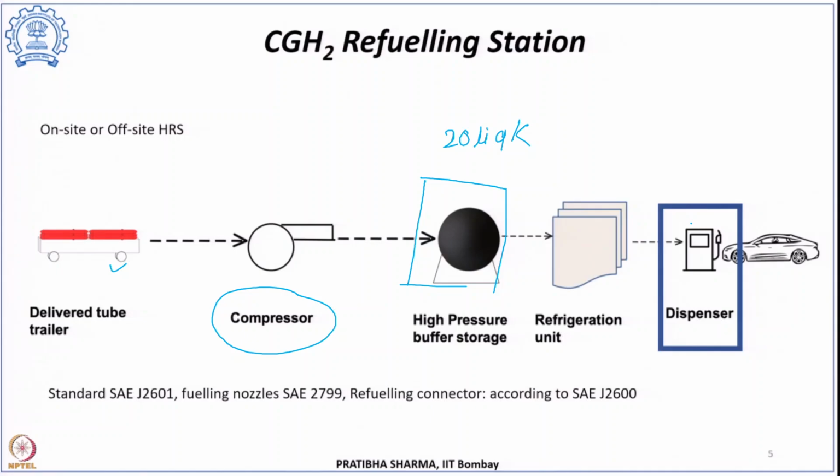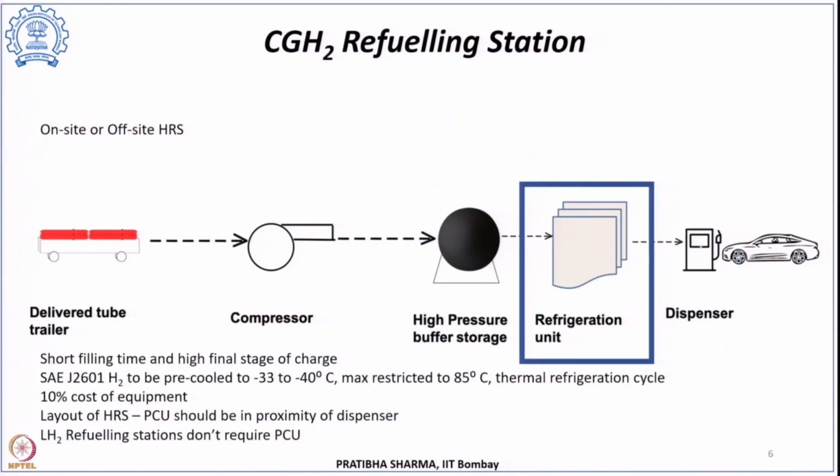So just before the filling of hydrogen into your car, the refrigeration unit should be there. It is very essential. It will cool down the hydrogen gas temperature just before filling in refueling stations. So this path is followed for hydrogen gas refueling stations. You have to remember this refueling system.